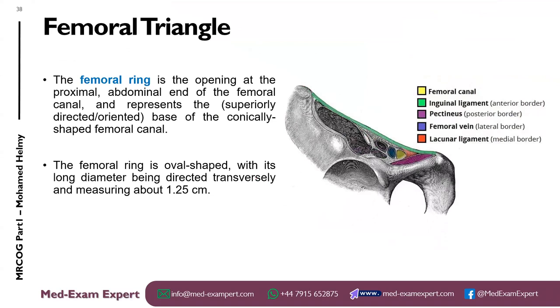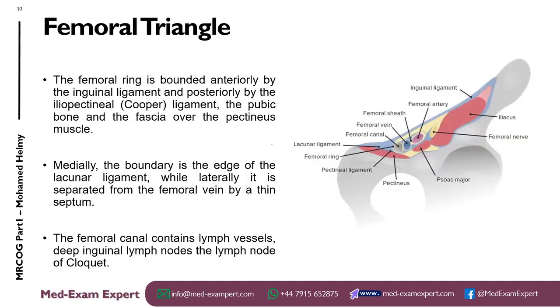This is an oval shape opening, and its transverse diameter is about 1.25 centimeter. The femoral ring is bound anteriorly. Here we have reversed the picture. So this is the canal here, or the femoral ring here. This is the vein, this is the artery, and this is the femoral nerve, okay?